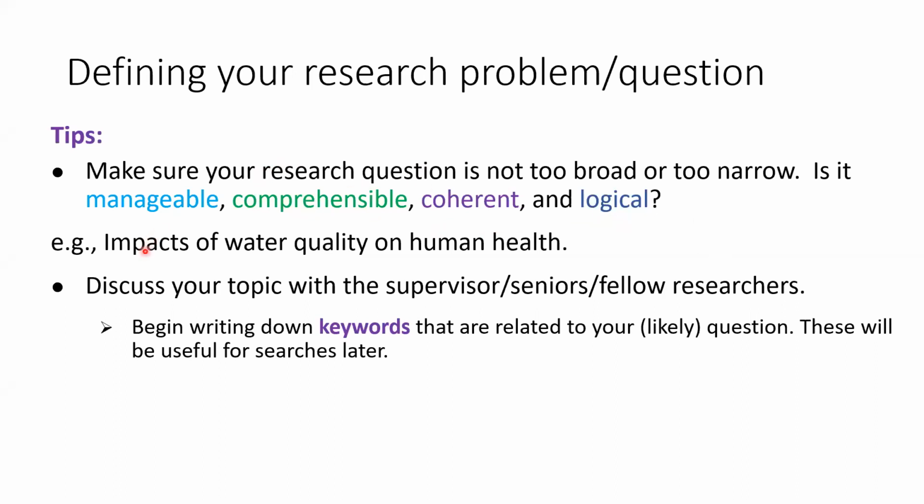Now, take an example: impacts of water quality on human health. For some, this might be a very well-defined topic for research. But for an experienced researcher, while looking at this, you have two things. What do you mean by impacts? There can be positive impacts, there can be negative impacts, there can be long-term impacts, there can be short-term impacts, there can be chronic impacts, there can be mild impacts. This has to be very well defined. This is not very comprehensible.